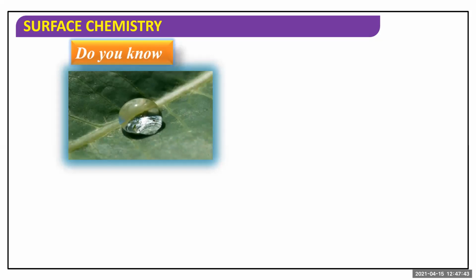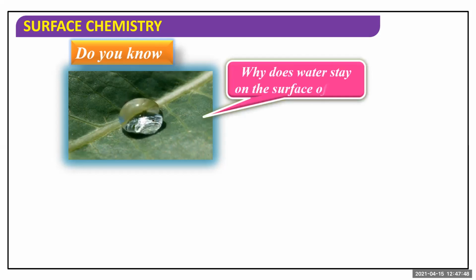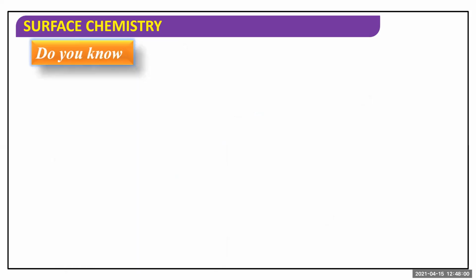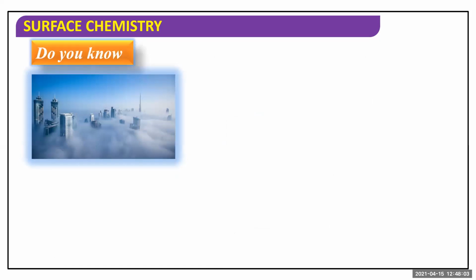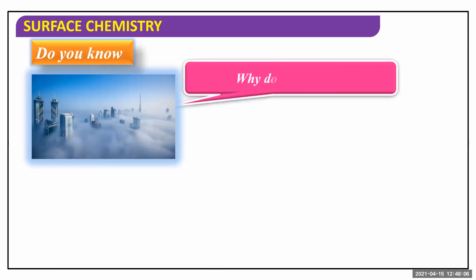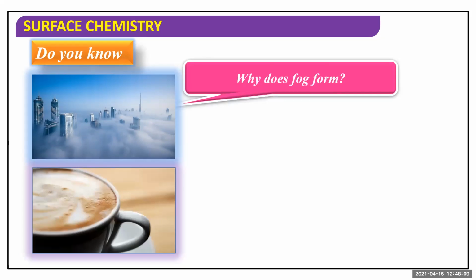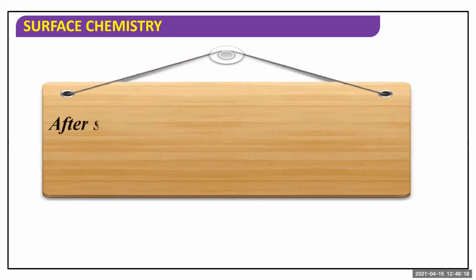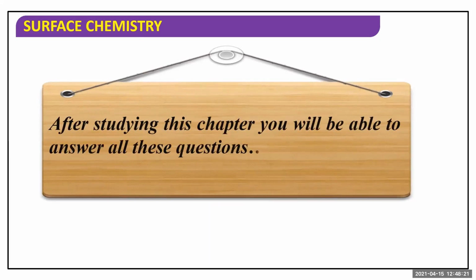At first, I want to know, do you know why water stays on the surface of a leaf? Why does water soak into tissue paper? Why does fog form? In coffee, where does foam come from? After studying this chapter, we will be able to answer all these questions.